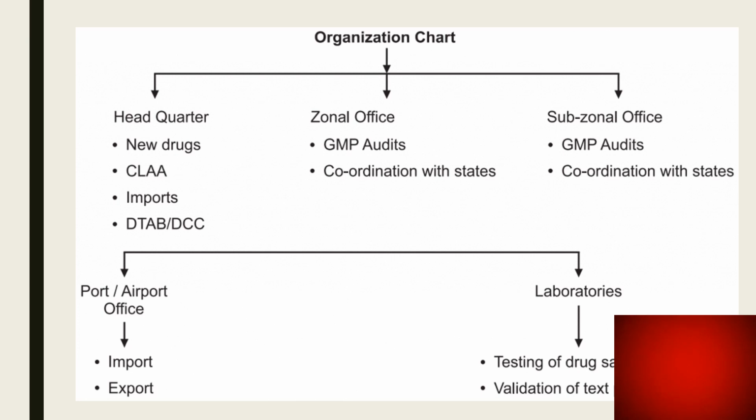This is the organization chart, which is divided into three parts: headquarters, zonal office, and sub-zonal office. The headquarters is further divided into four main types: new drugs, CLAA, which stands for Central Licensing Approval Authority, imports and exports, and DTAB and DCC, which are further divided into port offices and laboratories. In port offices, export and import are handled, and in laboratories, testing of drug samples and validation of test protocols are done. In zonal and sub-zonal offices, GMP audits and coordination with states are done.